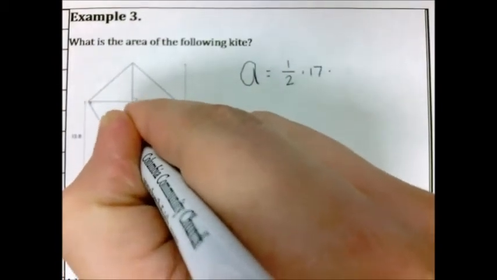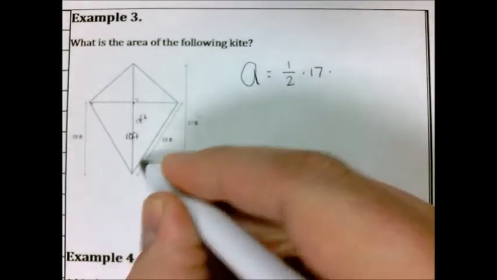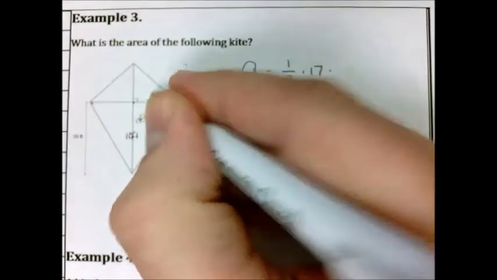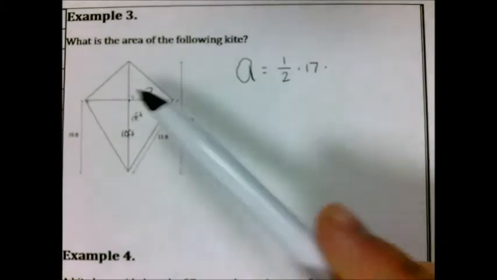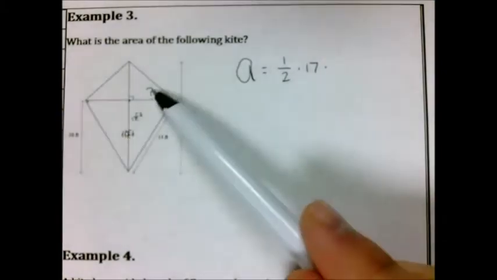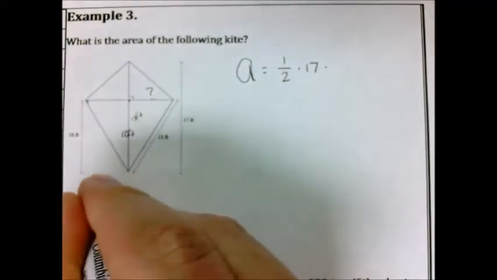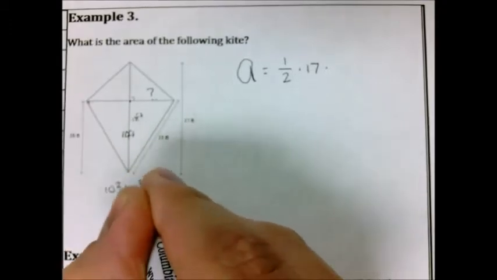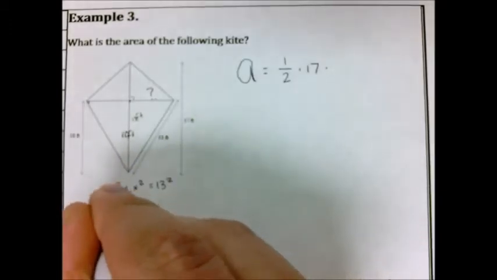If this part of the diagonal is going to be 10 feet, and the hypotenuse is 13 feet, we can figure out this missing length using the Pythagorean theorem, because a squared plus b squared is going to give you your hypotenuse squared. So let's go ahead and do that. We've got 10 squared plus x squared, which is what we're trying to figure out, equal to 13 squared. And 10 squared is 100.